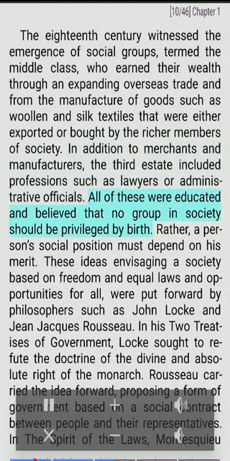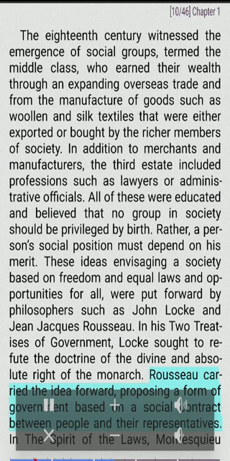In addition to merchants and manufacturers, the third estate included professions such as lawyers or administrative officials. All of these were educated and believed that no group in society should be privileged by birth. Rather, a person's social position must depend on his merit. These ideas, envisaging a society based on freedom and equal laws and opportunities for all, were put forward by philosophers such as John Locke and Jean-Jacques Rousseau.